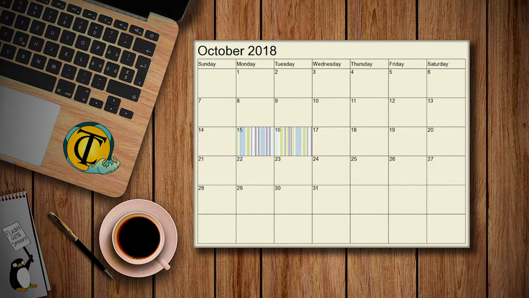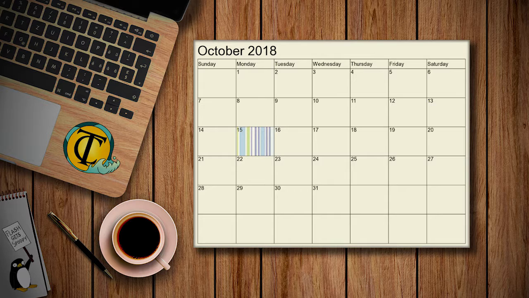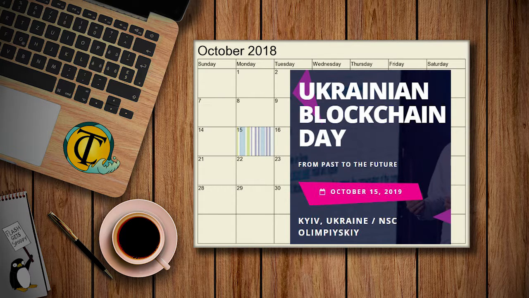day for October 15th, Monday. EWPN Amsterdam 2018 is kicking off in, where else, Amsterdam. Ukrainian Blockchain Day 2019 is apparently happening. I think this may be a misprint. I think they're alluding to the fact that they're looking at the year going forward, but nonetheless, if anybody knows more information about this event, please let me know below in the comments. So I'm just going to leave it as is there. You can see what we're working with on your screen.